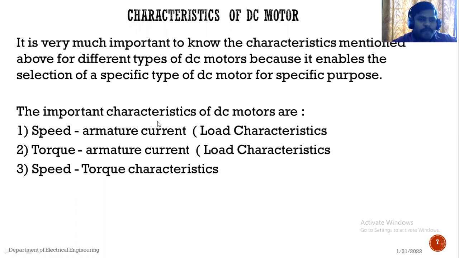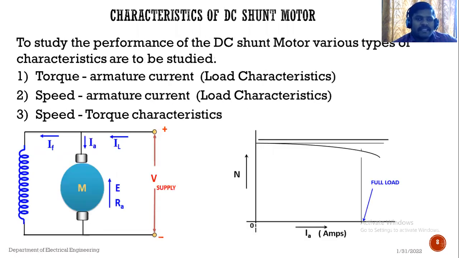Now, the important characteristics of DC motor are, first, the speed torque characteristics; second, the speed armature current characteristics; and third, the torque armature current characteristics. We will see them one by one for the different types of motor: shunt motor, series motor, and compound motor. First, the characteristics of DC shunt motor. Shunt motor चे आपल्याला characteristics काय करायचे, understand करायचे.